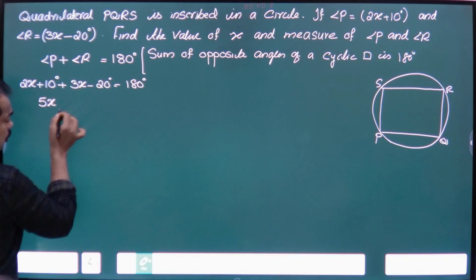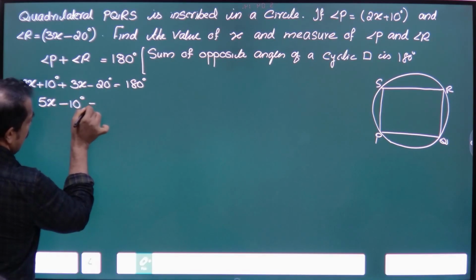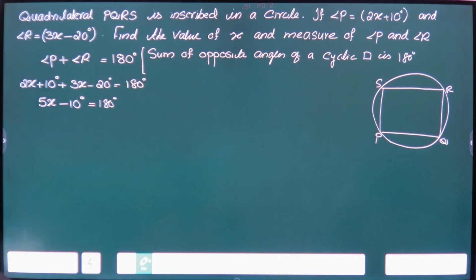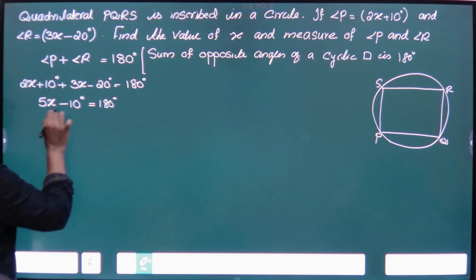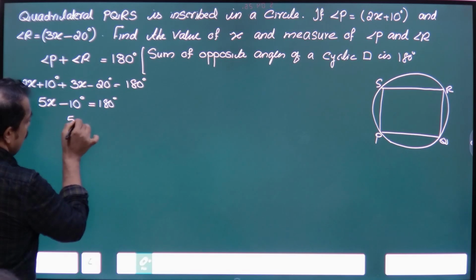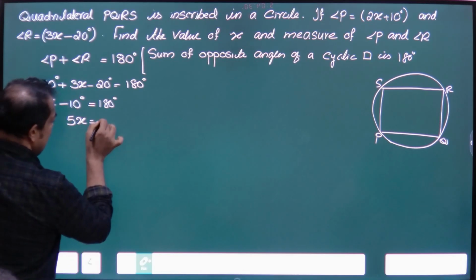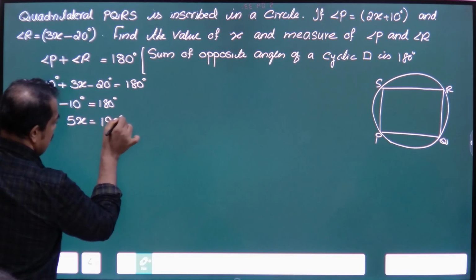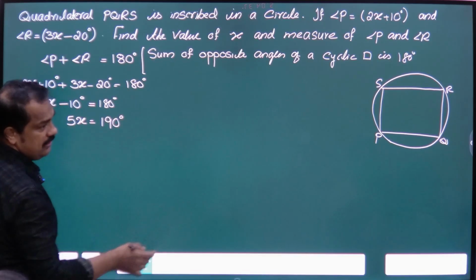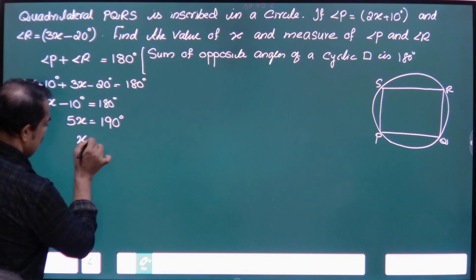10 degree minus 20 degree minus 10 degree equal to 180 degree. Clear? Minus 10 degree shift right hand side, so it becomes 5x is equal to 190 degree. Minus shift this right hand side, it becomes plus. So my 180 plus 10, that is 190 degree. What is x?